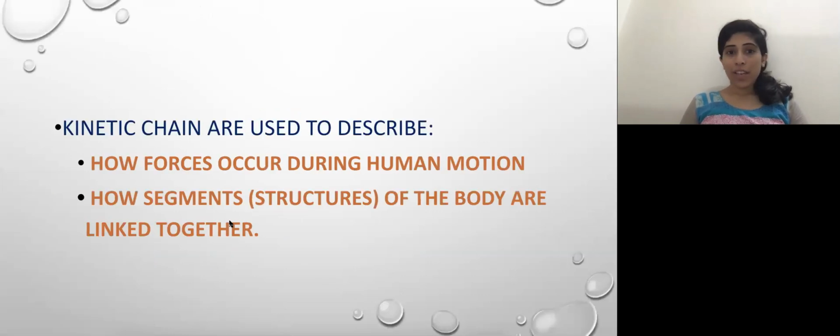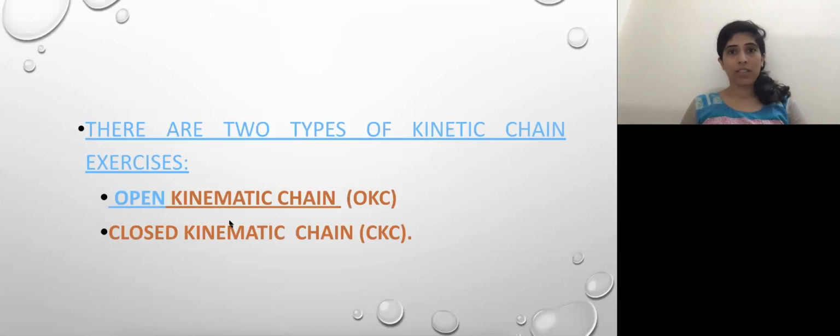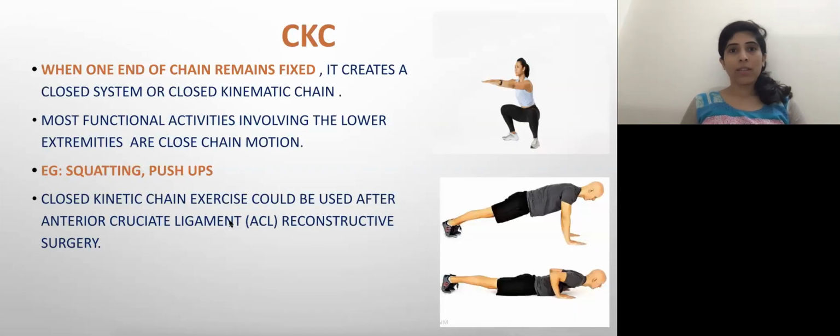The kinetic chain is used to describe how force occurs during human motion and how segments or structures of the body are linked together. There are two types of kinetic chain exercises: open kinematic chain and closed kinematic chain.